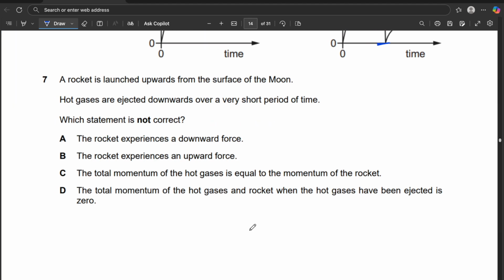A rocket is launched upwards from the surface of the moon. Hot gases are ejected downwards over a very short period of time. Which statement is not correct?